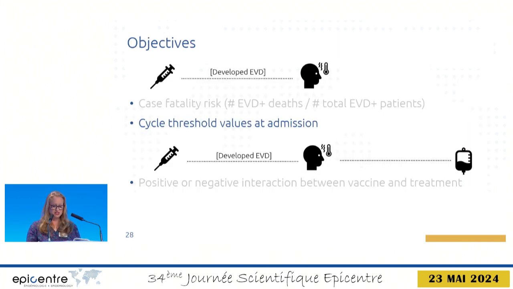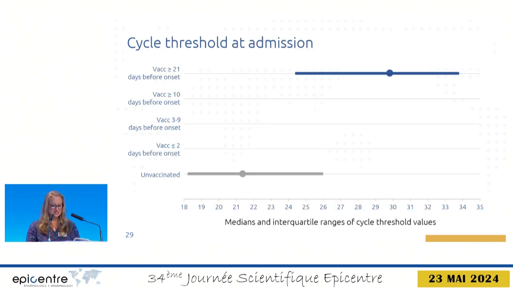So now let's look at our second objective, cycle threshold values at admission according to vaccination status. We assessed cycle threshold values for nucleoprotein at admission. We present here the median cycle threshold values and their interquartile ranges. Cycle threshold values were significantly higher, indicating lower Ebola viral load among those vaccinated 21 days or more before symptom onset, with a median value of 30 cycles, than among patients who were not vaccinated, who had a median value of 21.4 cycles.